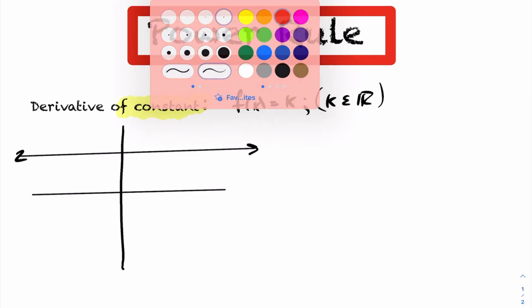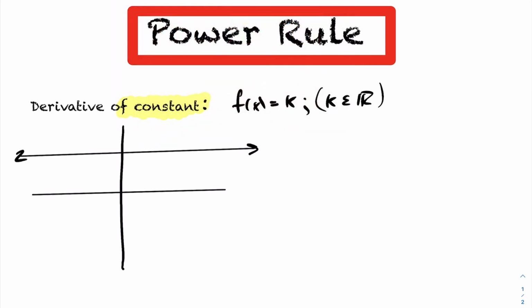We can see visually that the derivative, the instantaneous rate of change at any point, the slope of the tangent line at any point here, would be 0. I know this has a slope of 0, so I know my derivative at any point on this constant function is 0. Let's go ahead and do this using our limit rules.